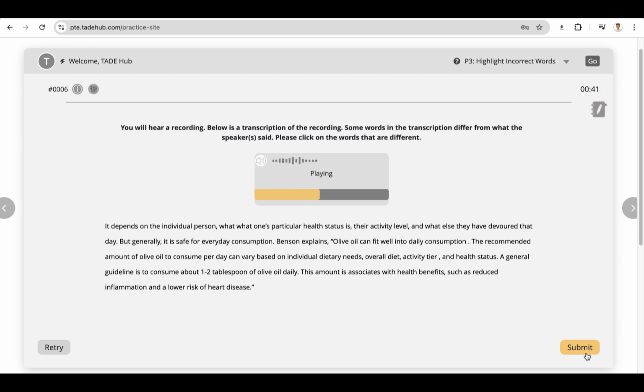The recommended amount of olive oil to consume per day can vary based on individual dietary needs, overall diet, activity level, and health status. A general guideline is to consume about 1 to 2 tablespoons of olive oil daily. This amount is associated with health benefits, such as reduced inflammation and a lower risk of heart disease.